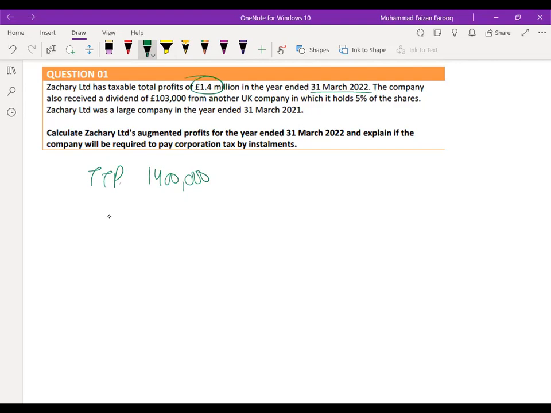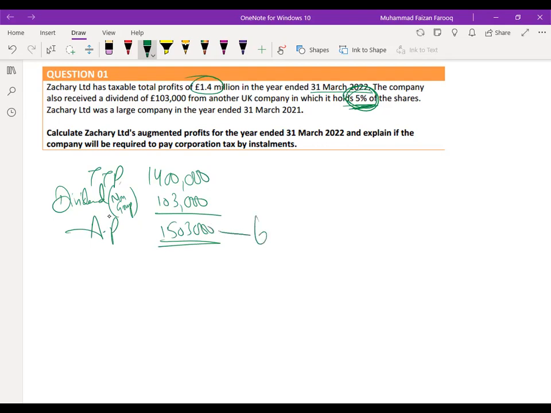The dividend, is it from a group of companies or not a group? In order to be a group of companies, the percentage is 75, right or wrong? So is it 75 or less than 75? Less than 75, so it's a non-group company. It's a non-group company's dividend. We are going to add it. The AP will be how much? 1,503,000. It means a large company, right?